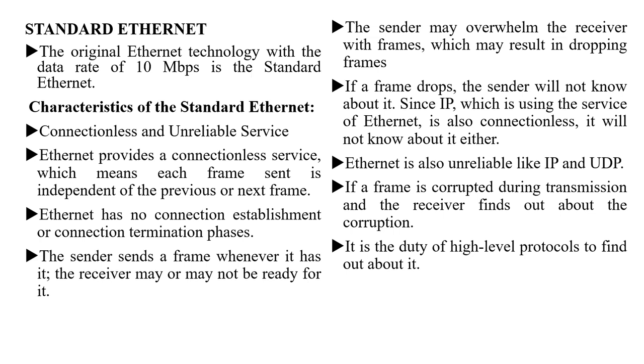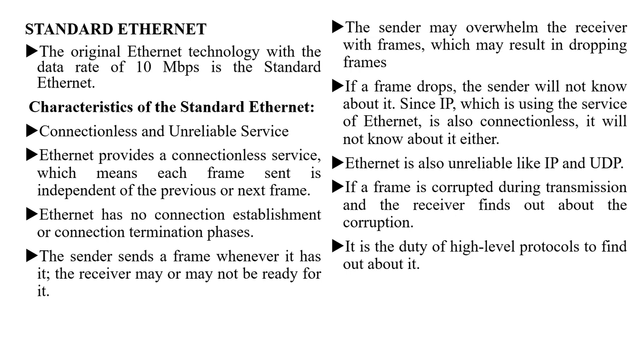The sender sends a frame whenever it has it. The receiver may or may not be ready for it. The sender may overwhelm the receiver with frames, which may result in dropping the frames. If a frame is dropped, the sender will not know about it. Since IP, which is using the service of Ethernet, is also connectionless, it will not know about it either.